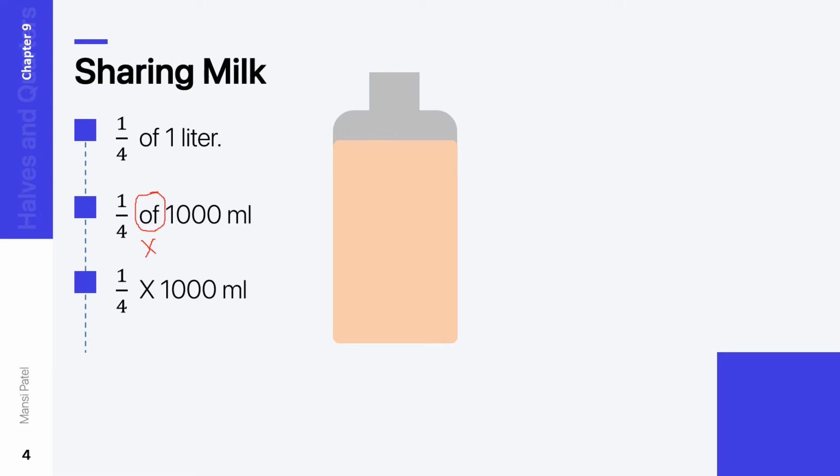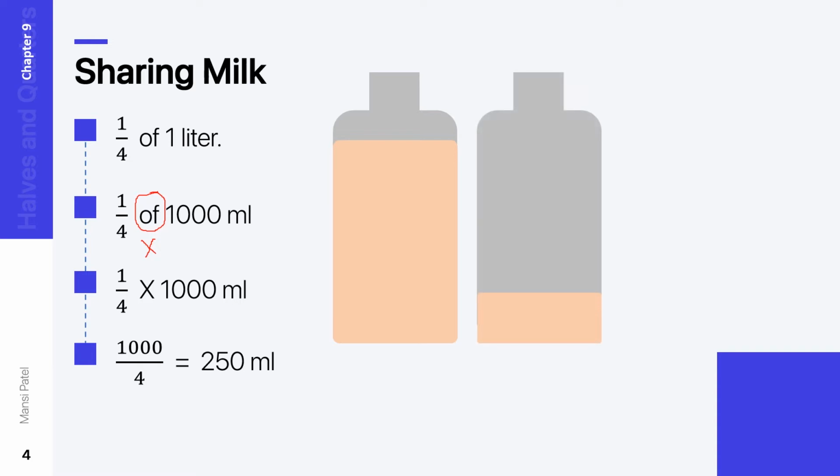Now do the multiplication of numerator with numerator. So 1 multiplied by 1000 milliliter is equal to 1000 milliliter upon 4. When you do the division of 1000 divided by 4, it becomes 250 milliliter. So each bottle contains 250 milliliter. See here, this is the 1/4 of 1 liter. And what is the measurement of this quantity? That is 250 milliliter.